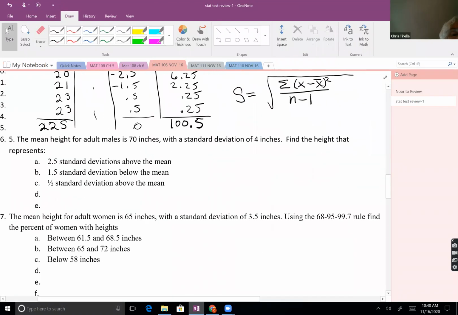Then next, we're saying that the mean height is 70 inches. Standard deviation is 4 inches. 2.5 standard deviations above the mean. Help, what do I do? The mean is 70. Above, would I add or subtract? Add. 2.5 times my standard deviation of 4, and I think that gives me 80.